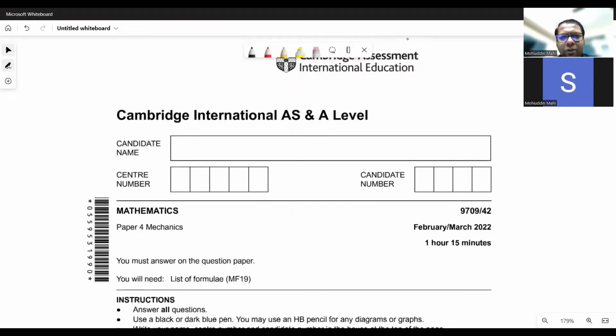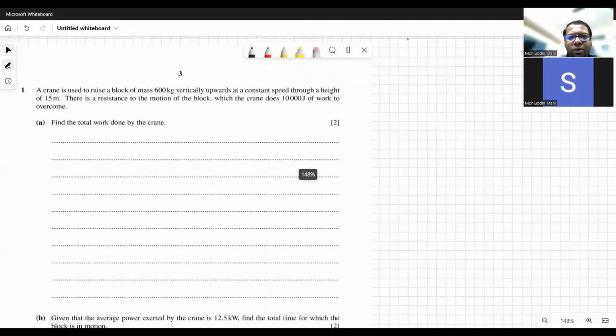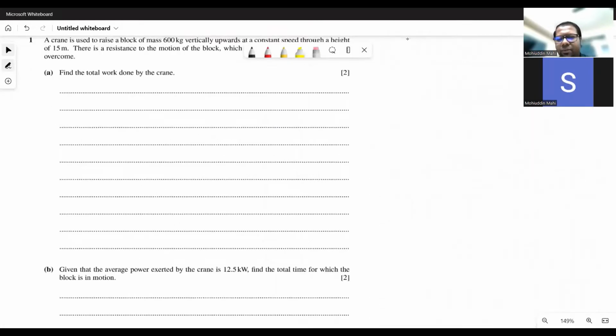So today I'm going to solve Cambridge S level mechanics paper 4, and I'm going to solve February-March 2022. That means the latest mechanics paper. So let's start. The first question is related to work, energy, and power. It's a very simple question because the question is having only 4 marks. And as this is the first question of the paper, that's going to be quite easy.